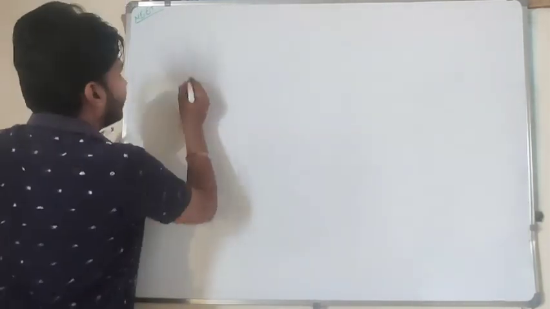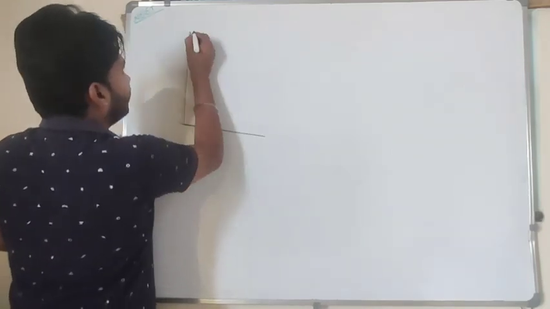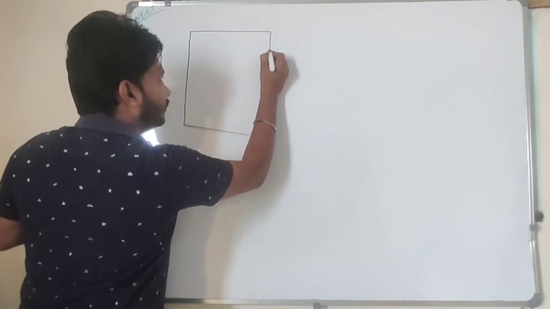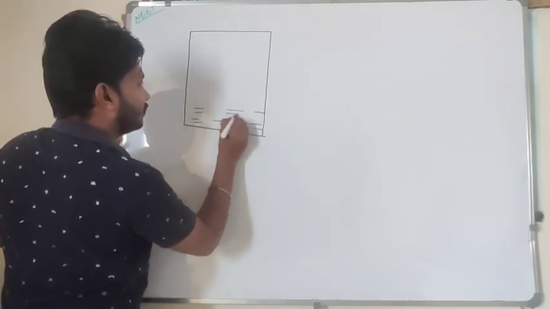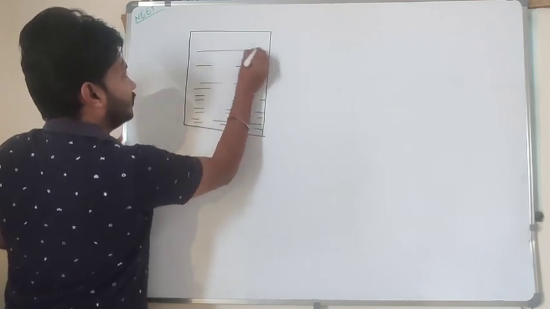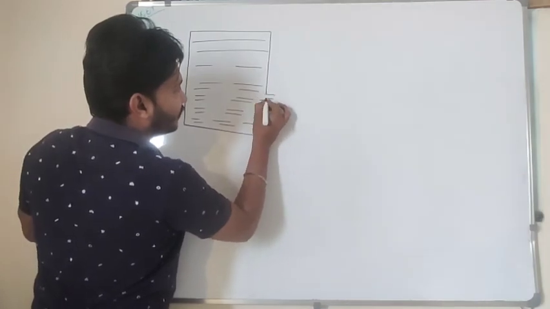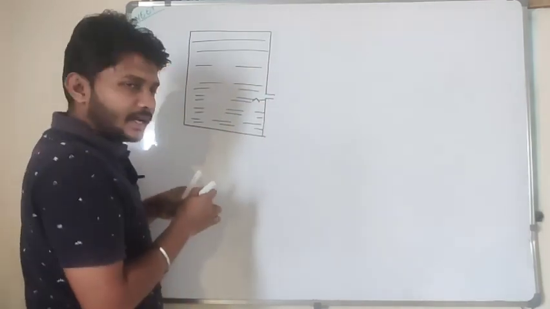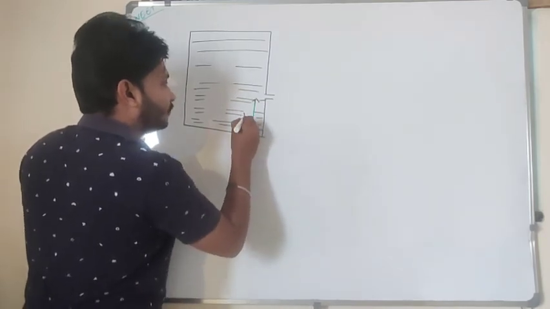So I will take one container here. That container is filled with fluid, right? For example, I will make one hole here. This hole is at a distance of h1 from the bottom, right?